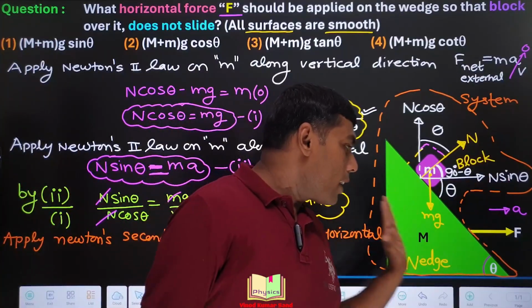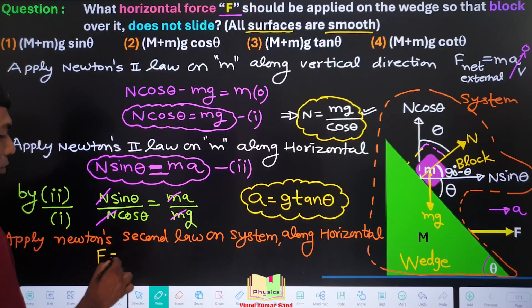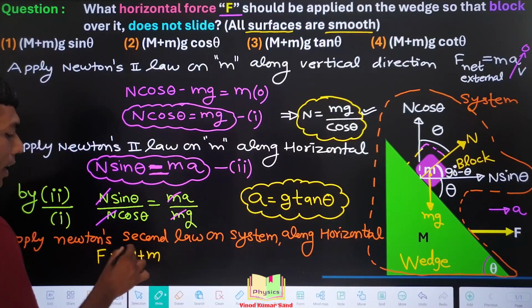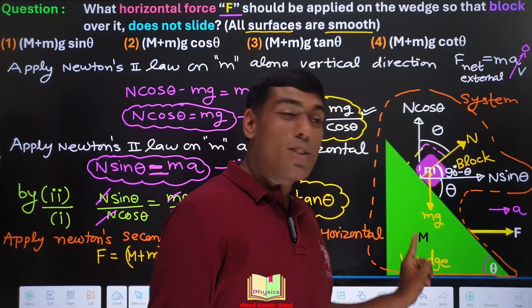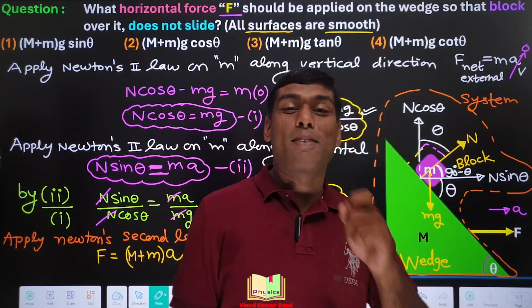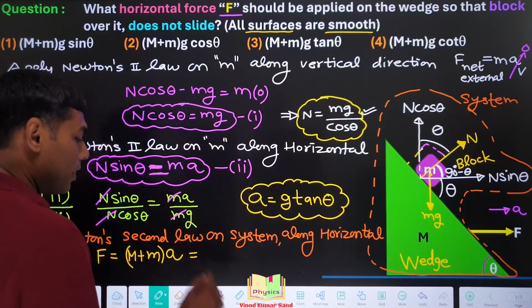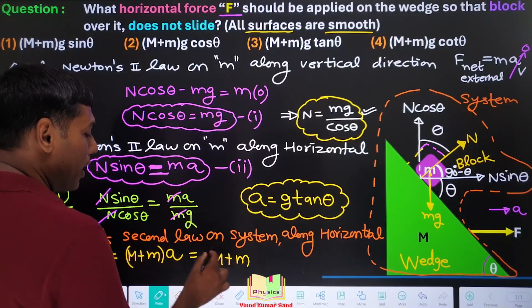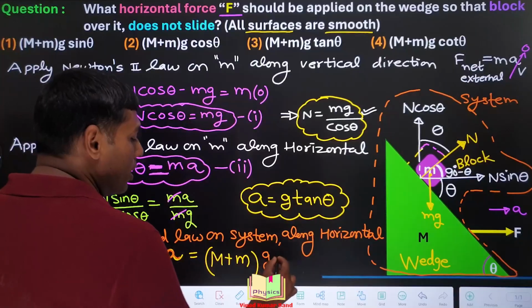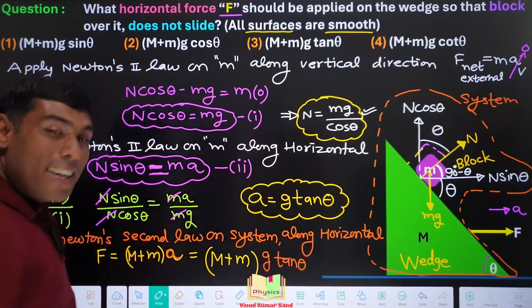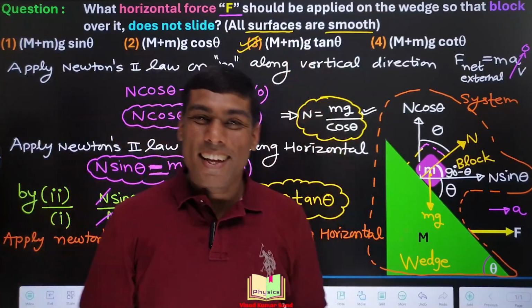In the horizontal direction, the net external force is capital F only. So that capital F will be the mass of the system times the acceleration of the system. Mass of the system is capital M plus small m, and the acceleration of the entire system is small a. The value of small a is already with us. It is g tan theta. So F equals (M plus m) g tan theta, and it matches with the third option. So it is the correct answer.